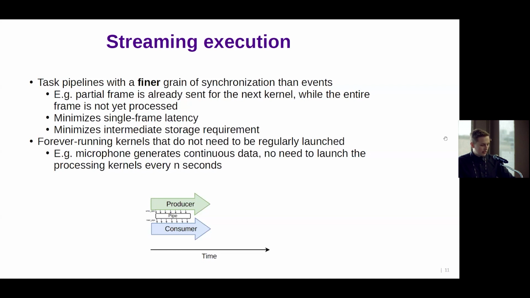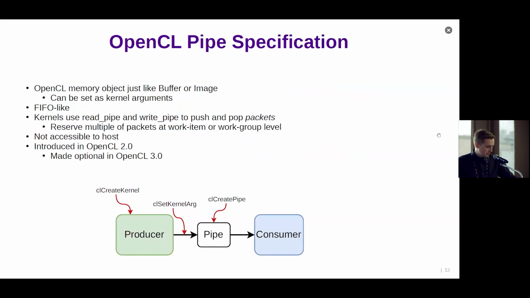And the question is then, could OpenCL pipe be used to support this type of execution model that I saw in the image there? So let's try to figure that out. In the specification, pipes have been there since 2.0, but they're now optional in 3.0. It's kind of a FIFO-like structure.